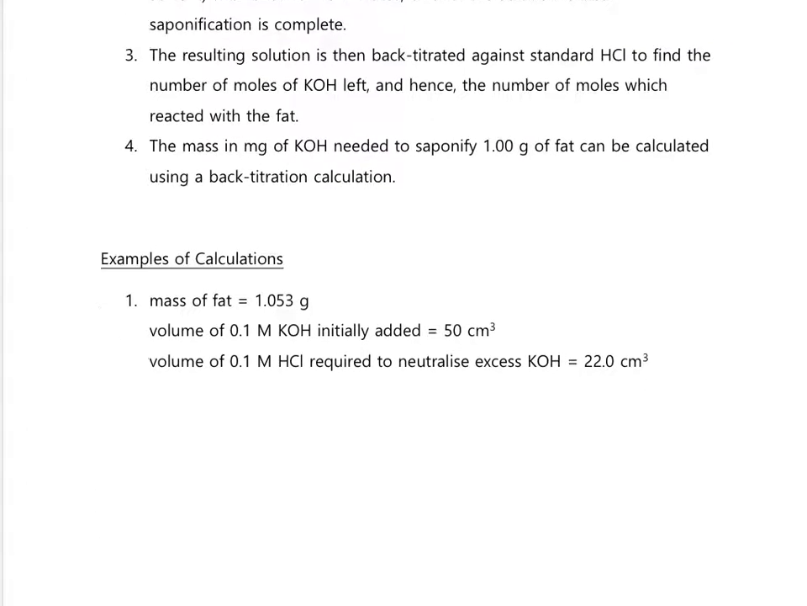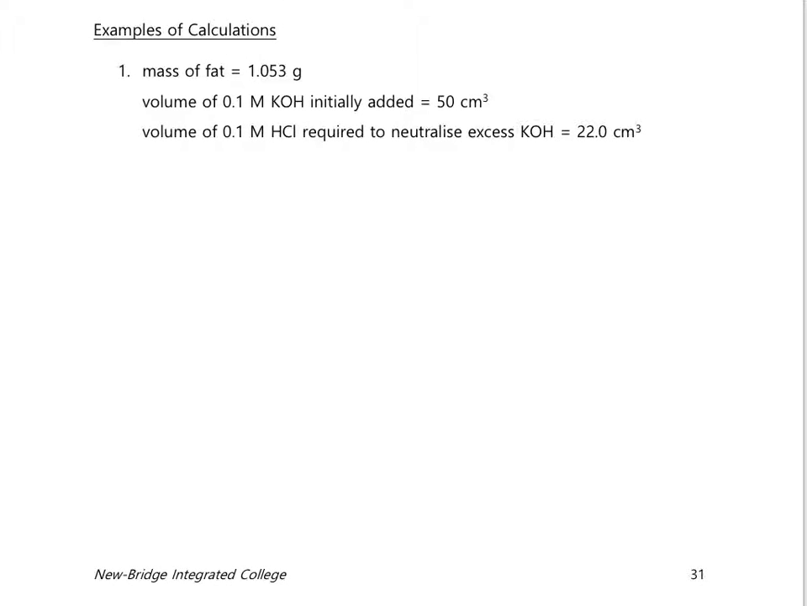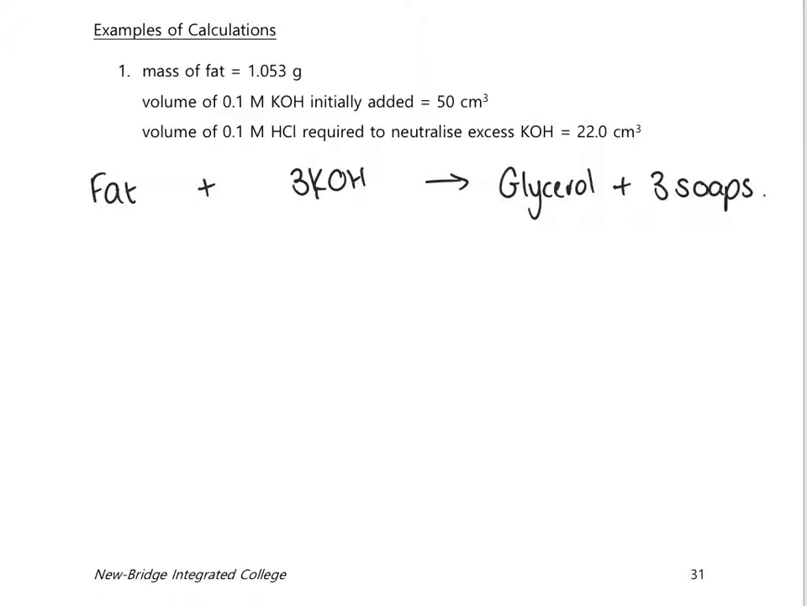It will not be written as simply as this in your exam, but this is just me simplifying it down for the first example of my calculation. So, we've got our general equation: fat plus 3 potassium hydroxide gives me glycerol plus 3 soaps.